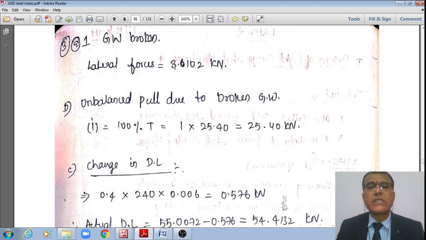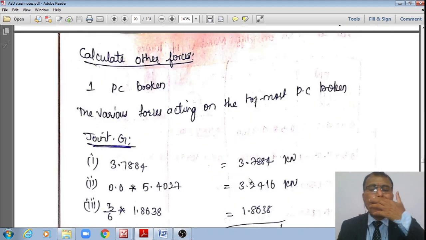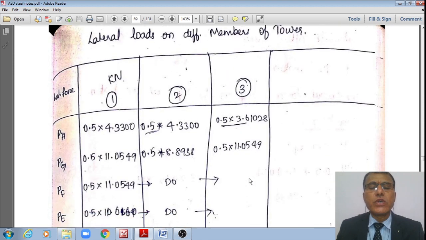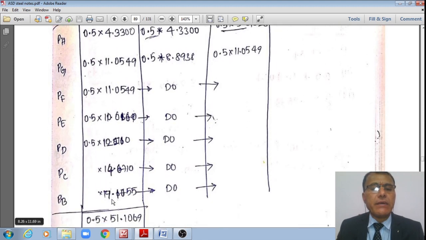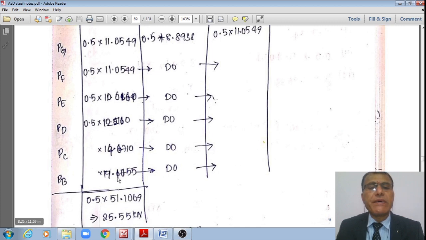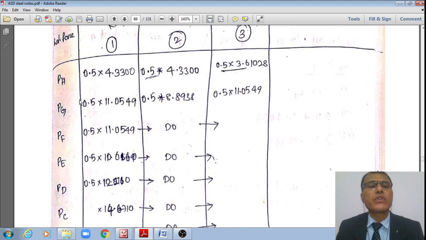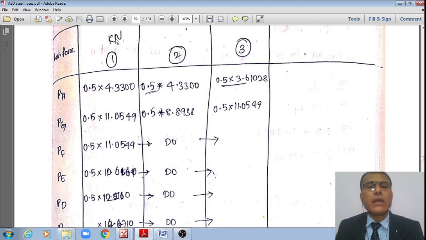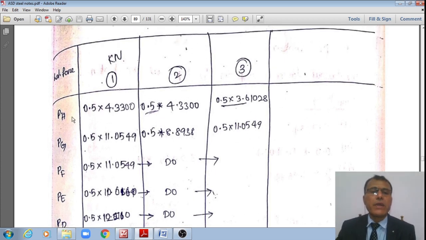Whereas when the ground wire is broken, till that now I'll recall these forces, right? These forces will be only there. At other locations, there is no change. Therefore, at joint B, same do 7.1055, so on and so forth, up to joint G, previously 11.0549 under normal operating condition. Here also now the same. However, only at that H point.